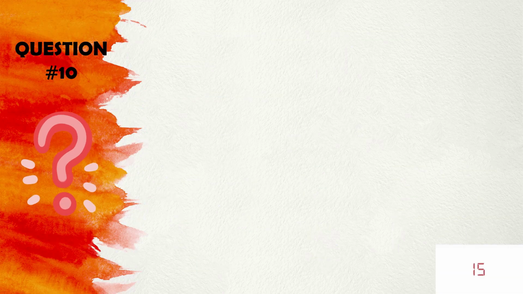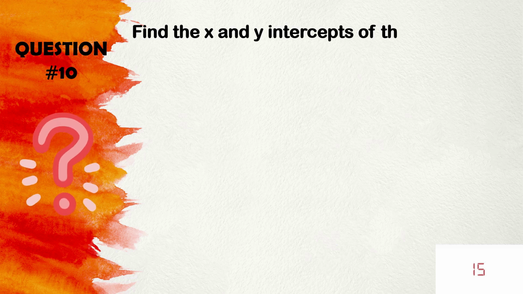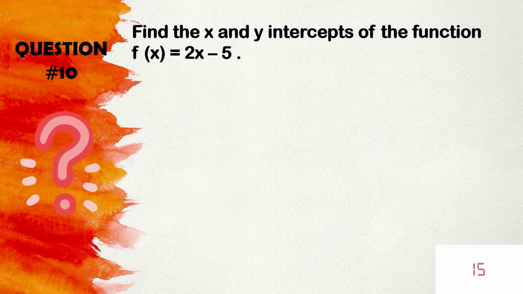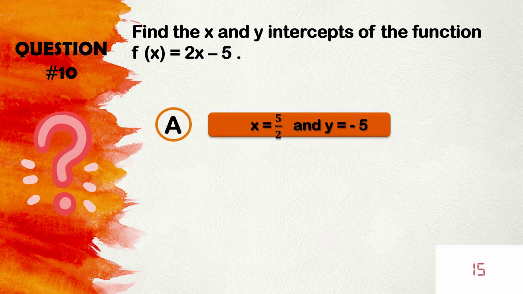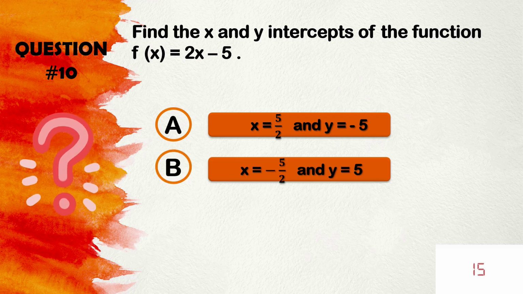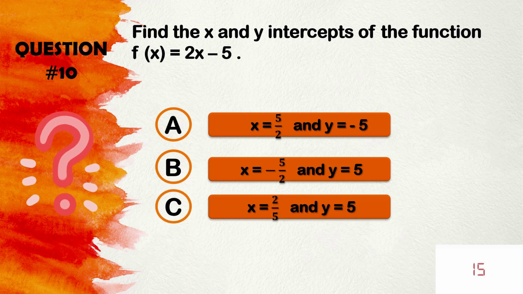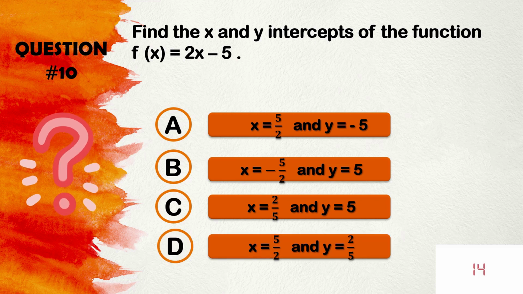Question number 10. Find the x and the y intercepts of the function f of x is equal to 2x minus 5. Letter A, x is equal to 5/2 and y equals negative 5. Letter B, x is equal to negative 5/2 and y is equal to 5. Letter C, x is equal to 2/5 and y is equal to 5. Letter D, x is equal to 5/2 and y is equal to 2/5. If you need some time to solve, you can pause this video.